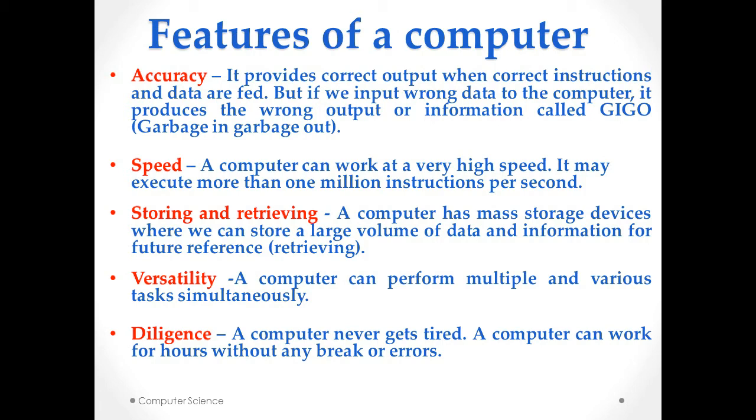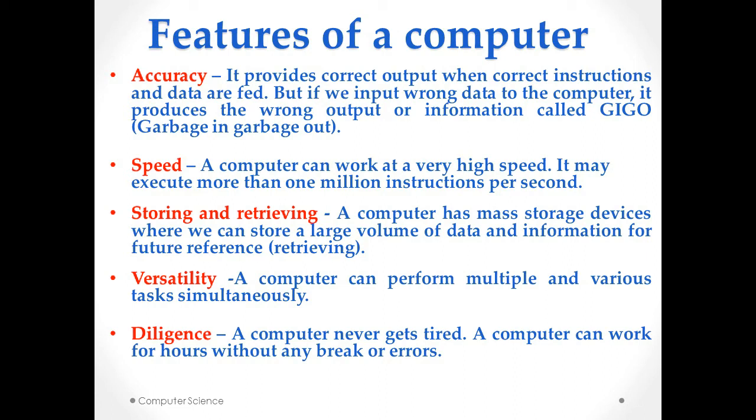So when we talk about speed, a computer can work at a very high speed. It may execute more than 1 million instructions per second. So the next one is storing and retrieving. A computer has mass storage devices where we can store a large volume of data and information for future reference, or this is we call as retrieving. So whenever you need, you can recall whatever you have stored in that place, or we can store the information on a storage devices.